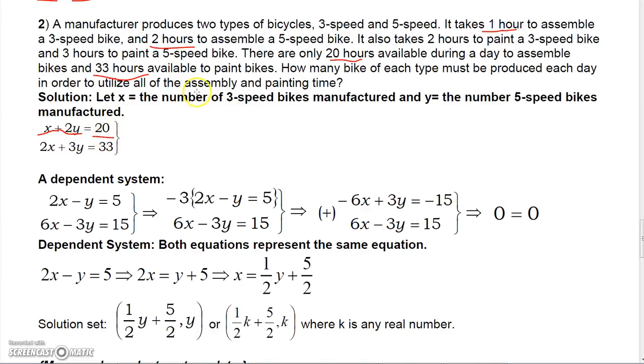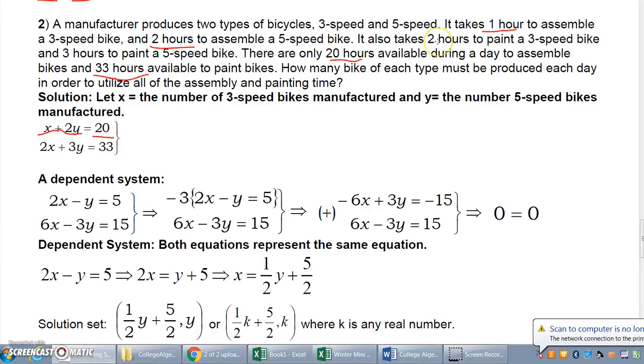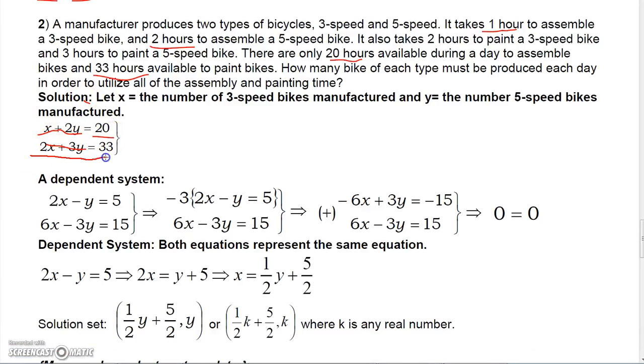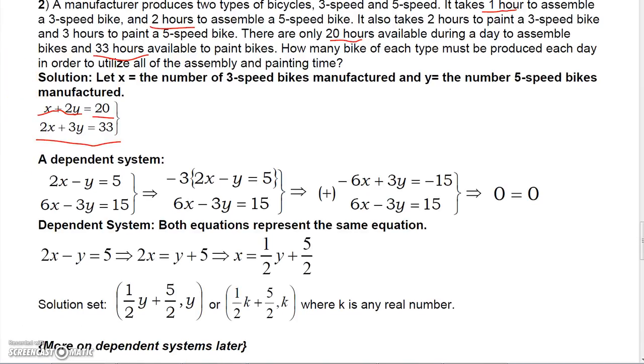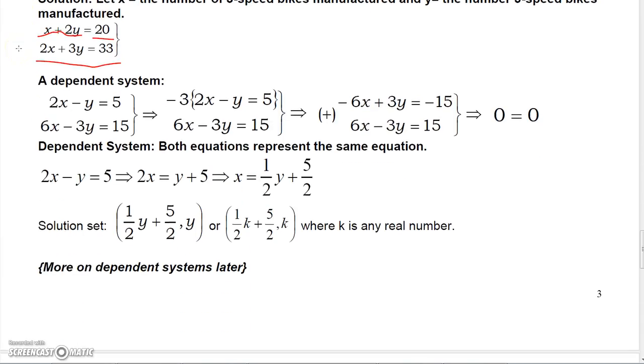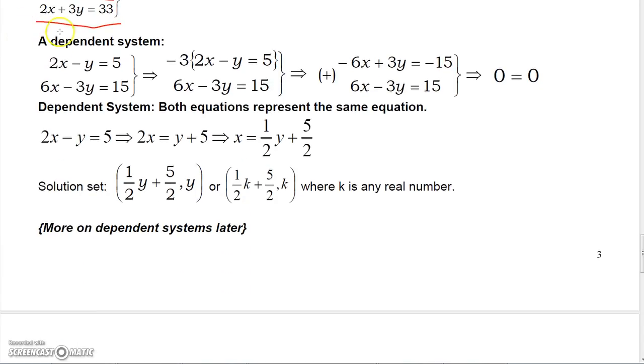And then the other constraint here is the painting time. It takes 2 hours to paint a 3-speed bike and 3 hours to paint a 5-speed bike. So right here we have 2x plus 3y equals 33 for the painting time. And so that's just a couple of problems, a little practice of setting up some of these word problems.